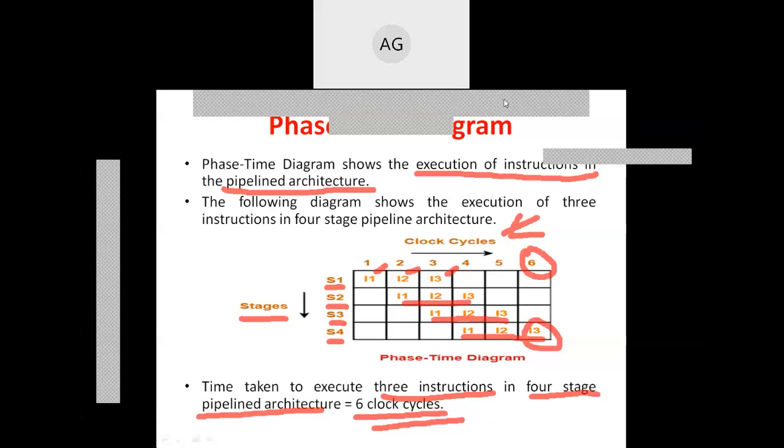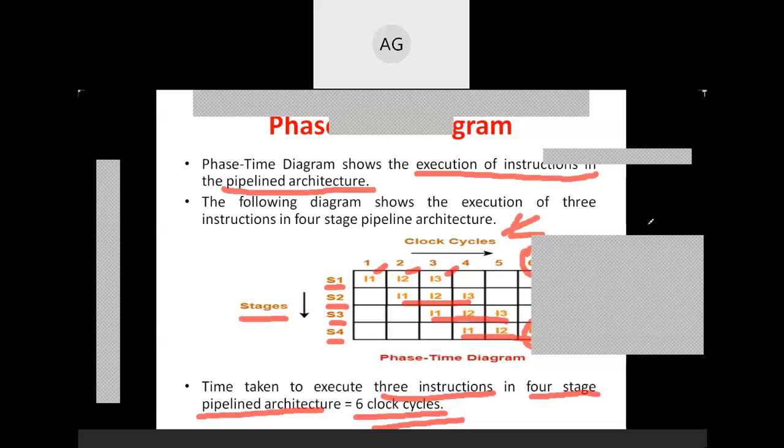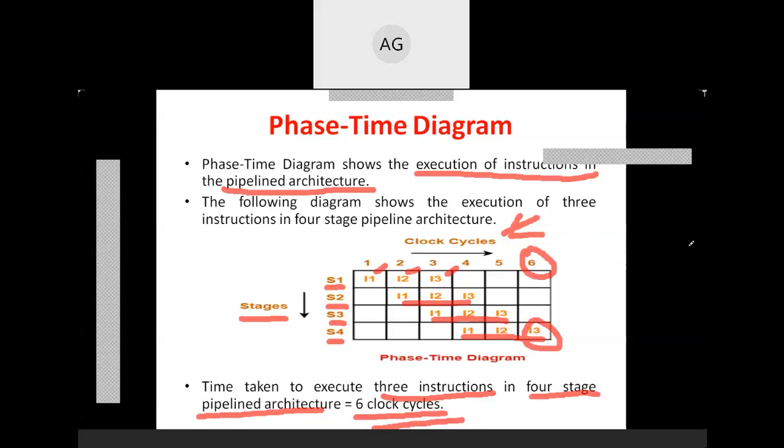So, all of you understand it? How we are going to calculate it by using the phase time diagram? Just write in the chat box. Okay. So moving to the next slide.